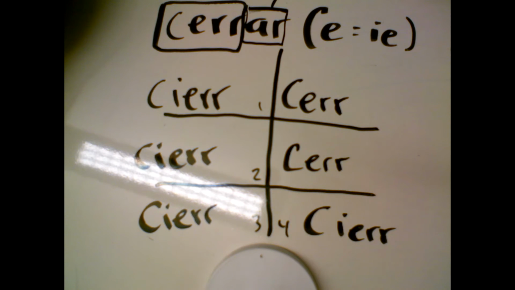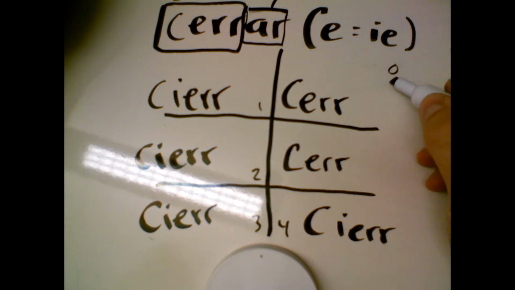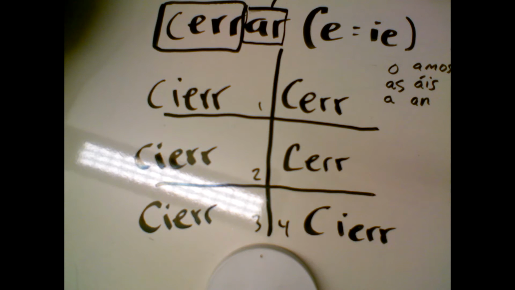Hopefully by now you've already learned how to conjugate your AR verbs. The endings for the AR verbs are, I'll put them right here really small for you: o, as, a, amos, áis, and an. Now I'm going to take those endings and apply them to the end of this verb cerrar, which means to close.